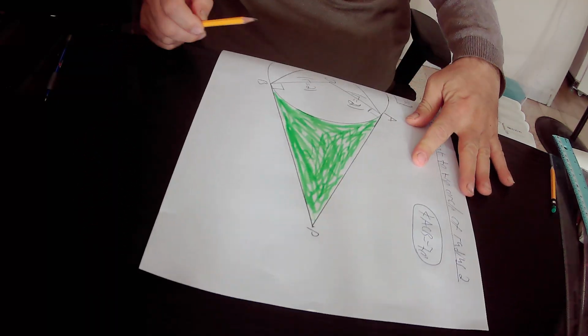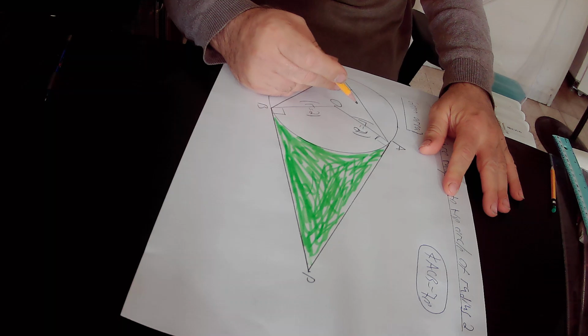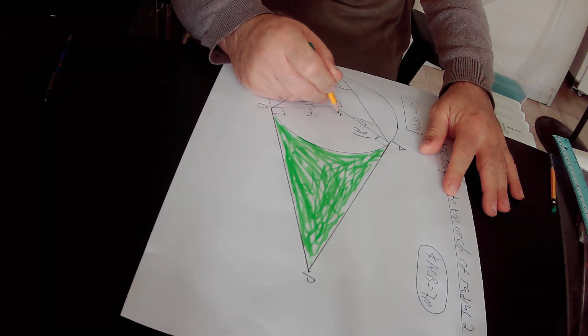So I write it down. Central angle AOB equals 140 degrees in size.